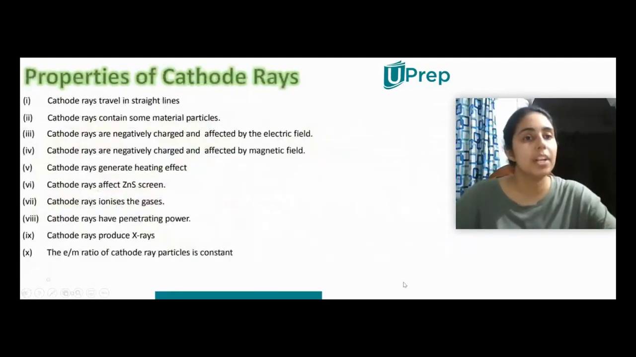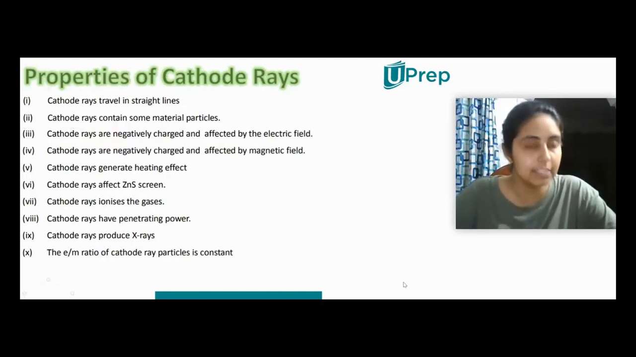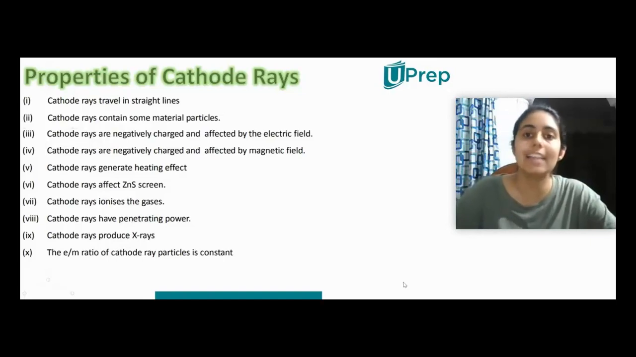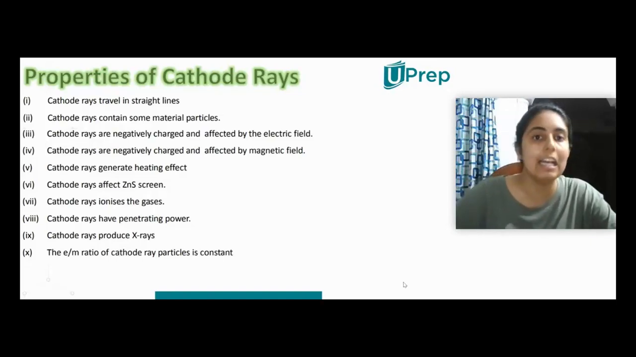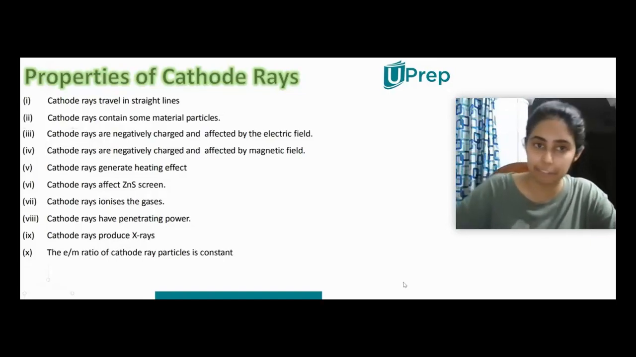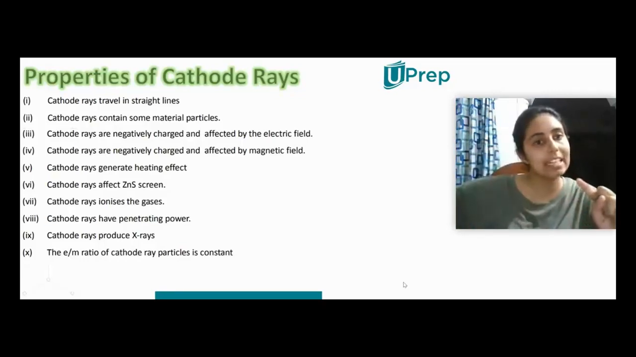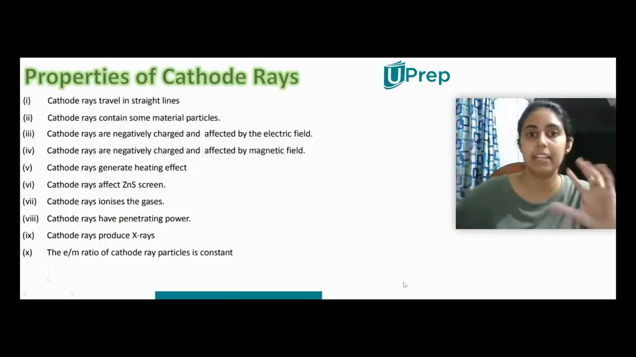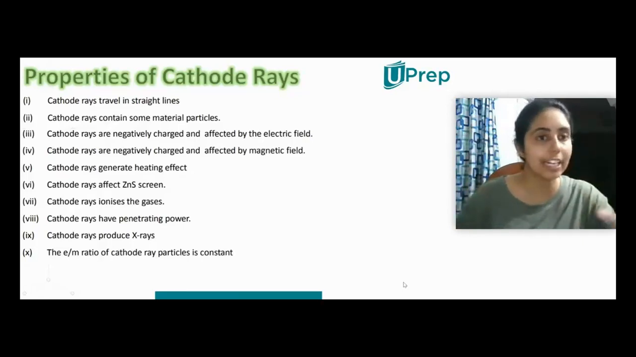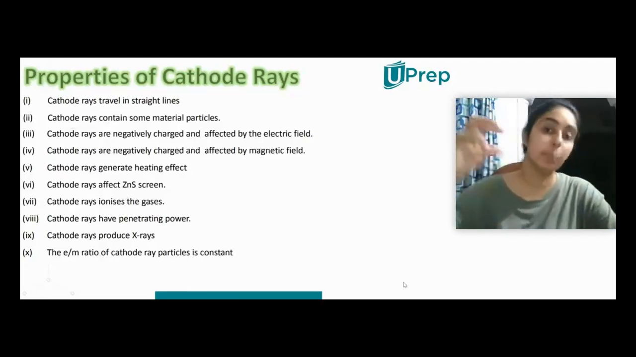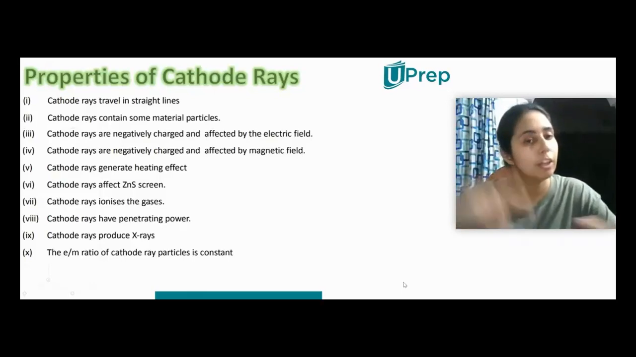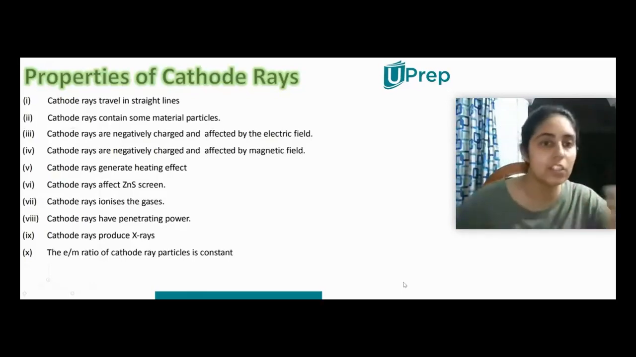All right, so what are the properties of cathode rays? Cathode rays travel in straight lines. They contain some material particles. These material particles are negatively charged and they are affected by electric field. They are also affected by magnetic field. We saw that in the video. He takes a piece of magnet and we notice that the green lines have deviated. They're no more in a straight line when you put a magnet. When you take off the magnet, again it travels in a straight line.